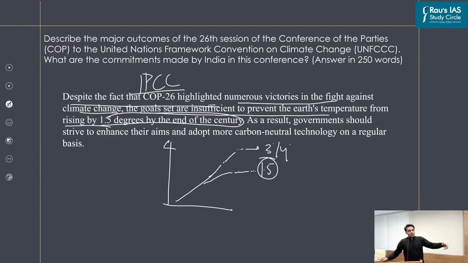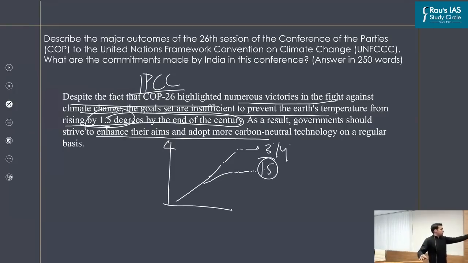And so, even though the countries have committed enhanced action, even though the countries have committed more than they committed in the Paris climate deal, if you account for all of these commitments, it's still not going to be sufficient to contain the rise of the temperature within 1.5 degrees Celsius. And so as a result, the government should strive to enhance their aims and adopt more carbon neutral technology on a regular basis. So now, do you understand the flow of the answer? All right, is this point clear?